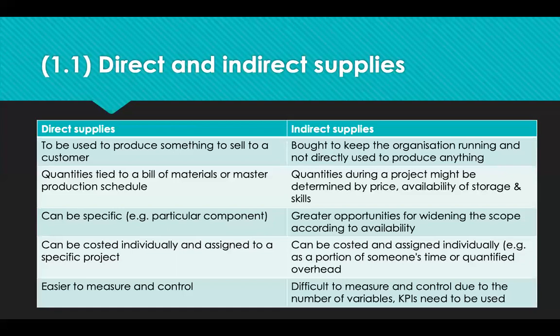In addition, each item can be costed individually and assigned to a specific project. So for example, line items on purchase orders and budgets, etc. They're relatively easy to measure and control.